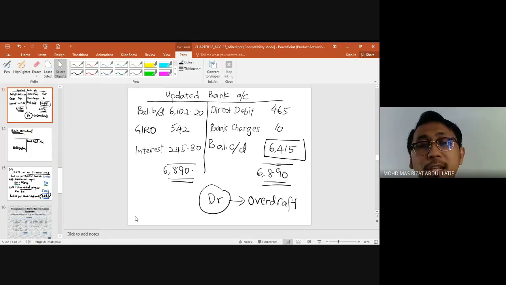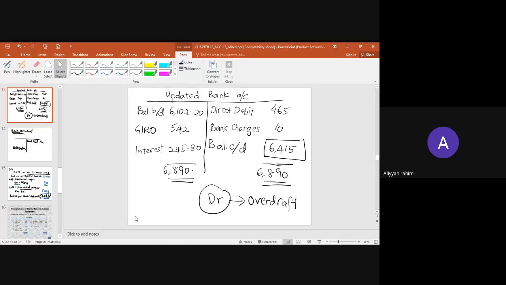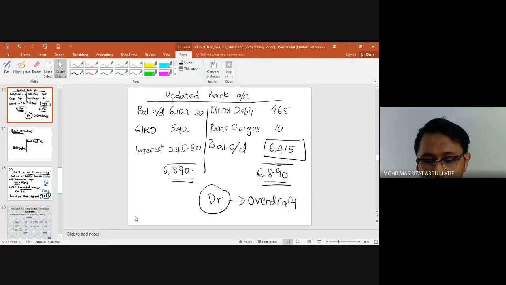So now let's look at additional information. Tengok additional information dekat page 187 A. Dia kata apa? The opening balance of the cash book was wrongly recorded as a credit balance. It should be recorded as a debit balance. Nampak? So kat mana yang salah? Dalam bank statement yang salah ke dalam cash book yang salah? Bank statement. Dalam cash book. Cash book. Dekat situ. The opening balance of the cash book was wrongly recorded. Maksudnya cash book yang salah.